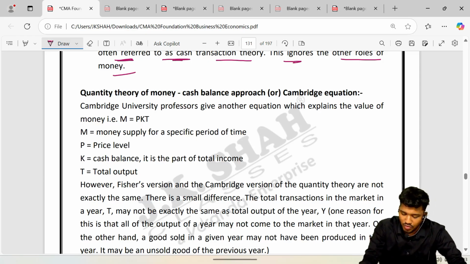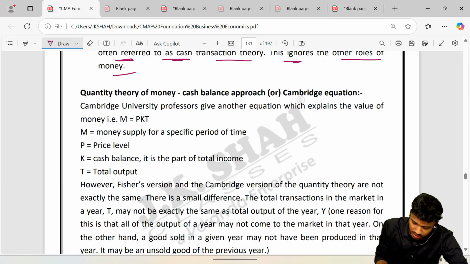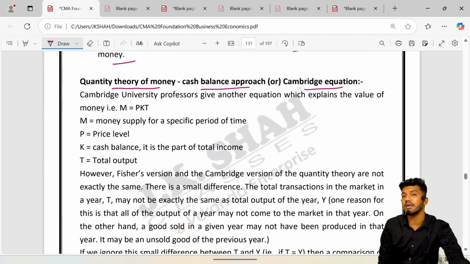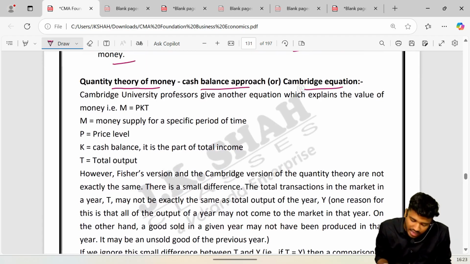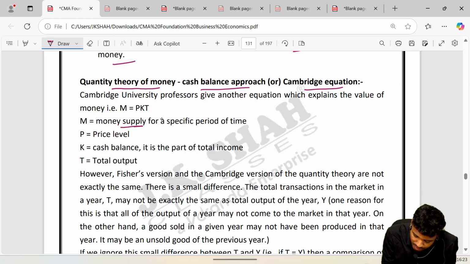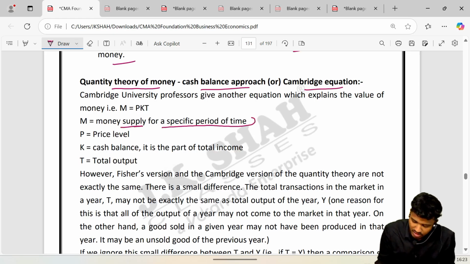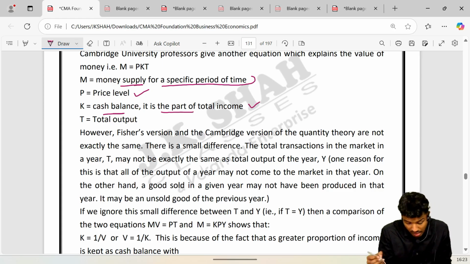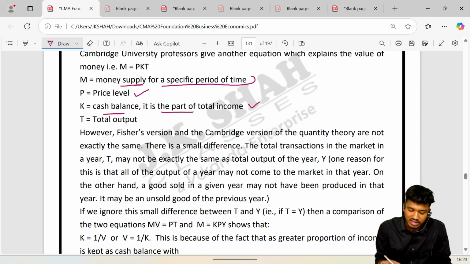Over here, quantity theory of money, cash balance approach or Cambridge equation. The equation is M = PKT. M, again money supply, but here money supply for a specific period of time, generally 1 year. P, that is price level. K, that is cash balance, the part of the total income. T, that is total output.